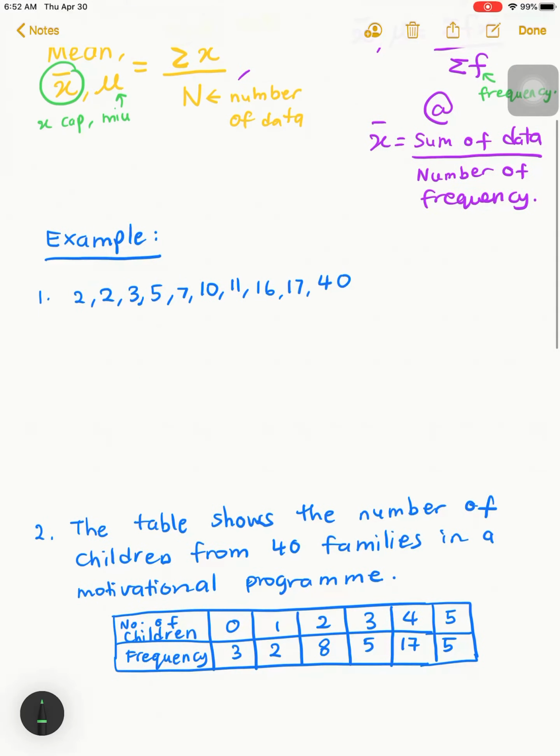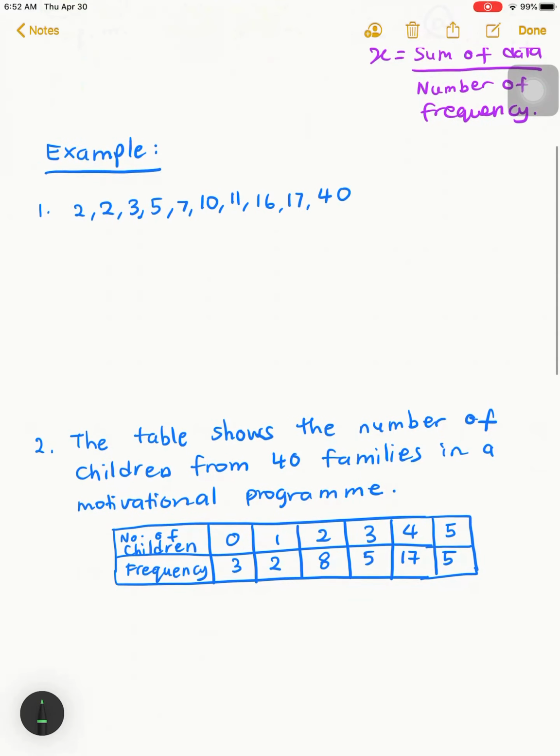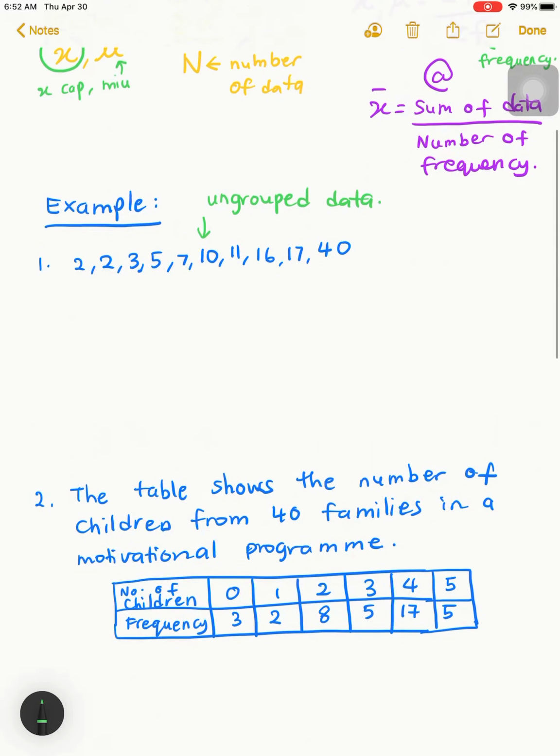Now let's look at these examples. I will show you three examples, and I bet after this you will know which one to use. For the first question, what kind of data is this? This is ungrouped data. So for ungrouped data, the formula is x cap equals the sum of x over n.